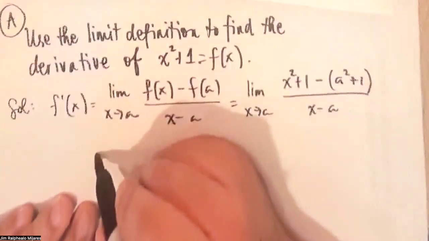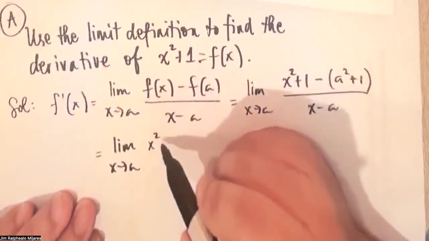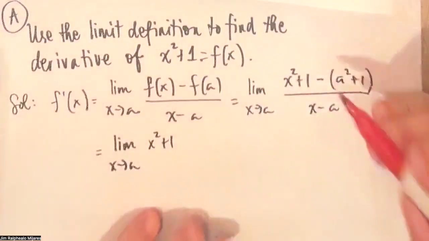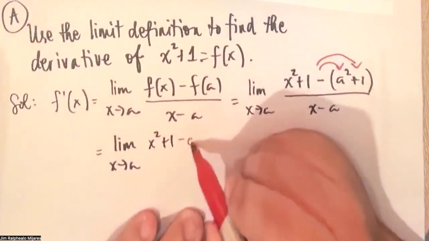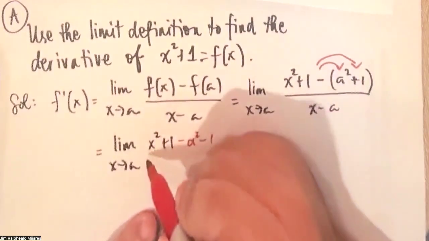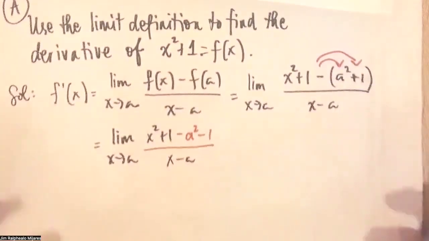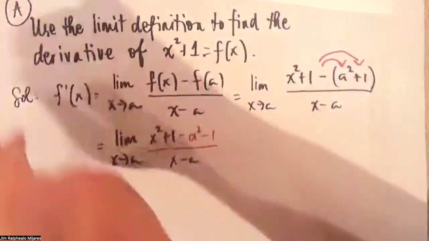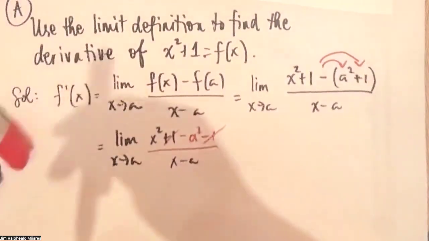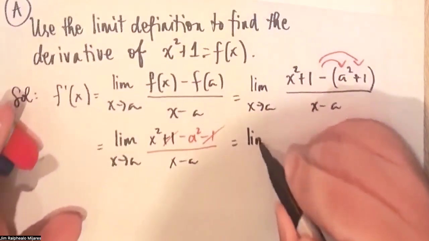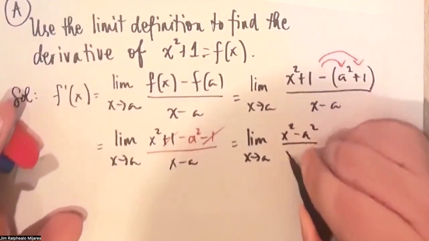Now, let's simplify this. So this becomes x squared plus 1. We distribute the negative here, carefully, of course, minus a squared minus 1 all over x minus a. These cancel out, 1 minus 1. So we're going to be left with the limit as x approaches a of x squared minus a squared all over x minus a.